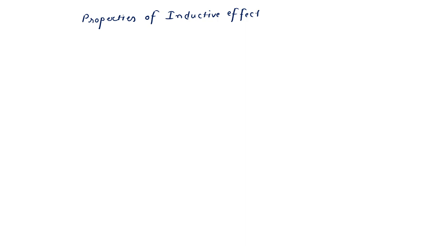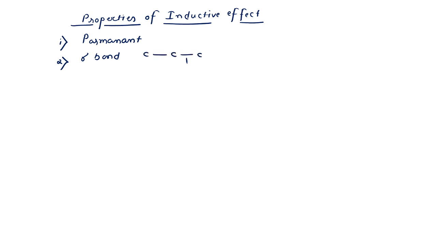Properties of inductive effect. Number one, this effect is permanent. Number two, this effect operates through sigma bonds, not pi bonds. It requires only a sigma bond, a carbon-carbon single bond or any single bond.